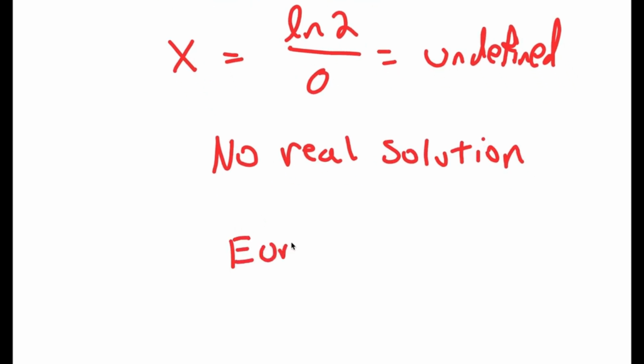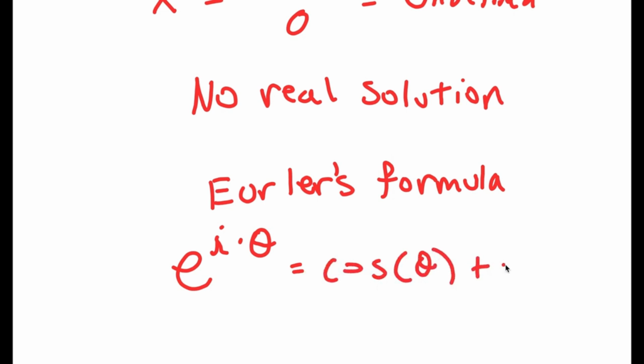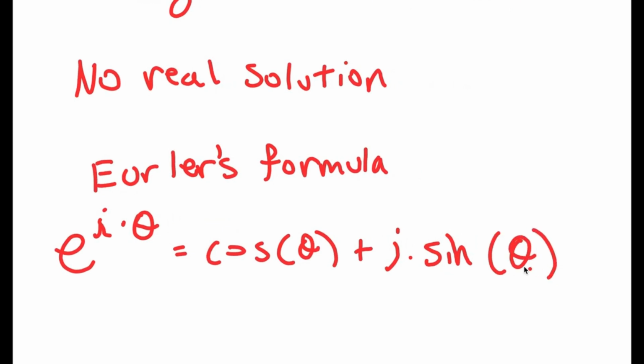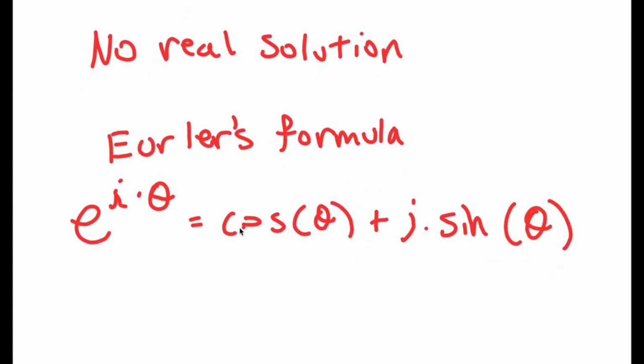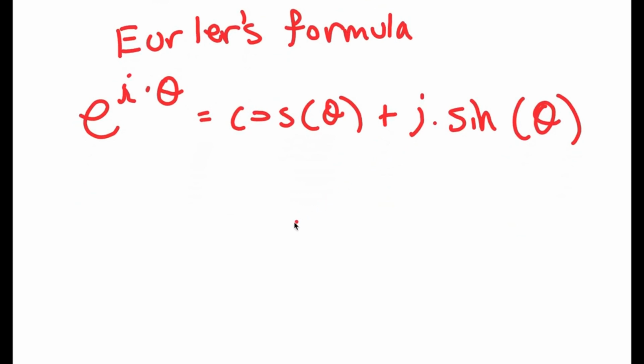So to actually solve this, I'm going to use something known as Euler's formula. Basically what this formula says is, if I have something in the form e to the power of i times theta, this is equal to cosine of theta plus i times sine of theta. I know to many of you watching this video, this may just sound like a bunch of gibberish, but just hang on.